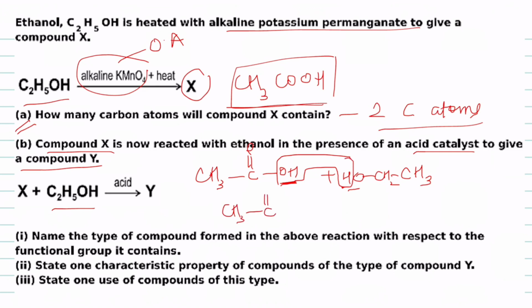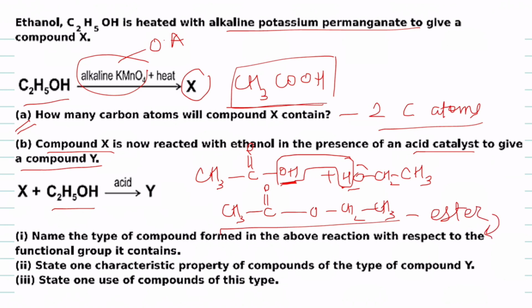CH3 C double bond O, and then you have an O, and then you have CH2 and CH3. This is the ester we get when we combine acid and alcohol in the presence of acid. This type of compound, ester, is the answer for this.